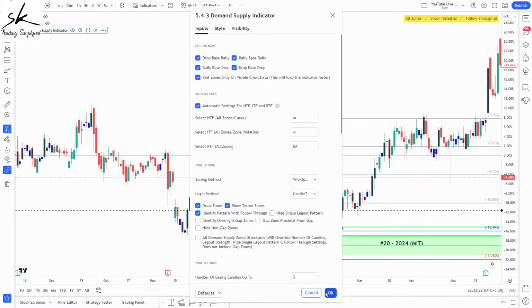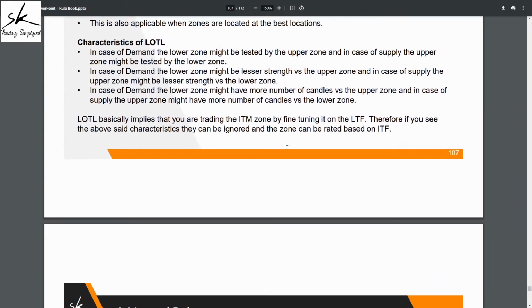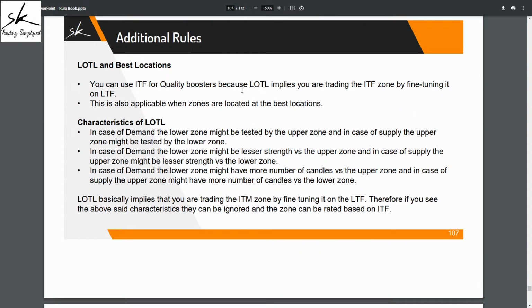Now, just a second. If I go back to the rule book, you will see I have given you certain characteristics for cases of level on top of level, and these characteristics will not be applicable to every case, but many times you will see these characteristics. At times one of them might be applicable, at times 2 of them might be applicable, at times all 3 might be applicable, at times maybe none of these might be applicable. So the characteristic says that in case of demand, the lower zone might be tested by the upper zone. That is what we saw in this case, right? Similarly, in case of demand, the lower zone might be of lesser strength versus the upper zone. We also saw that, due to which we gave it a score of 0. And in case of demand, the lower zone might also have more number of candles versus the upper zone. So at times what can happen is maybe the upper zone has just 2 candles, the lower one might have 6 candles, maybe even 7 candles.